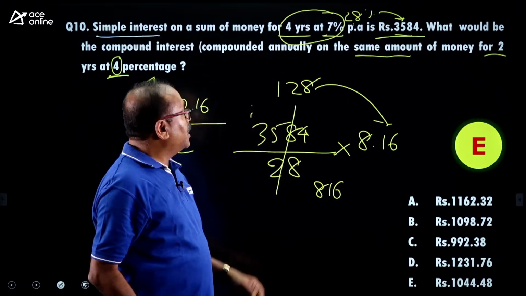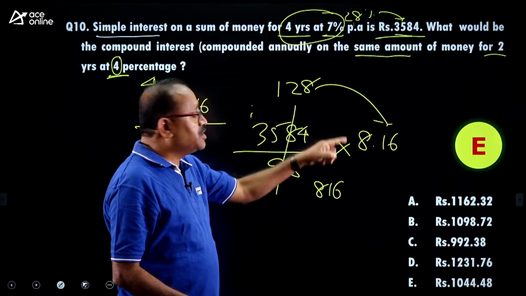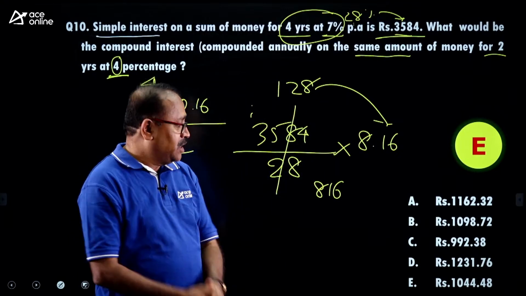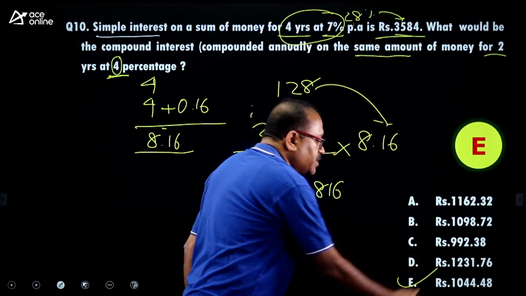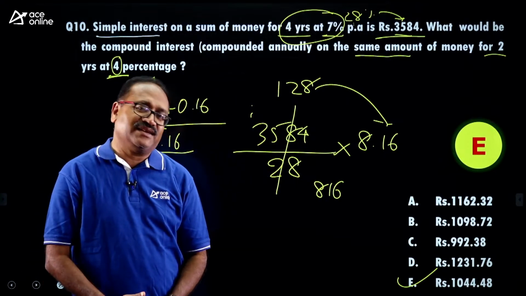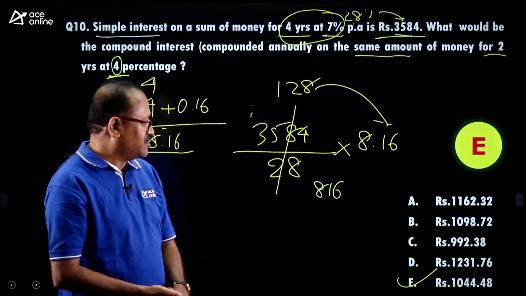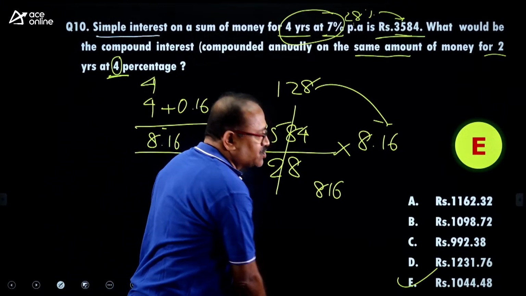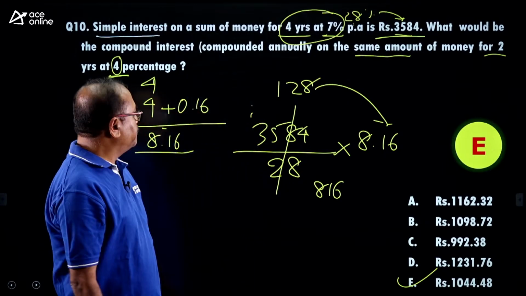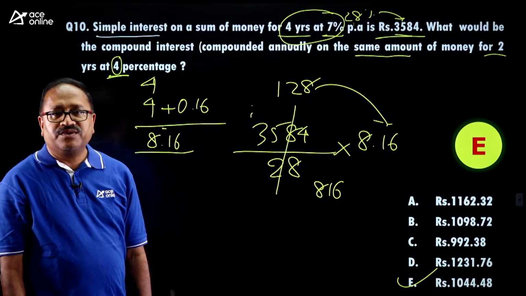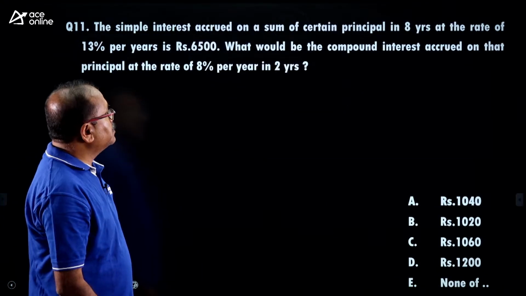816. And then you multiply this number by 28 and place it. So that's how you will get your option choice, E. I am not calculating it because you already know how to calculate this part. Anywhere a short approach is there, I will explain this. So hope you understood this one. Moving on to the next question.